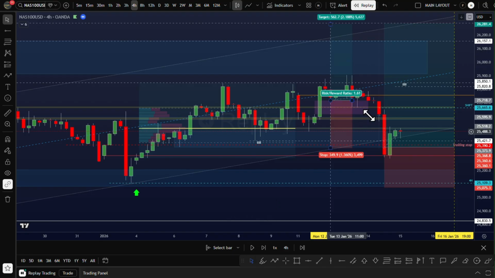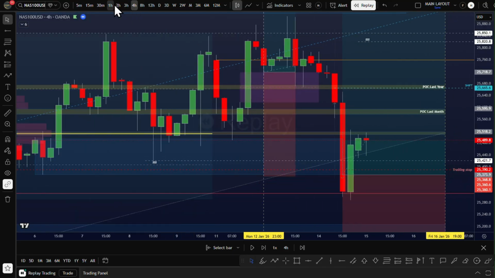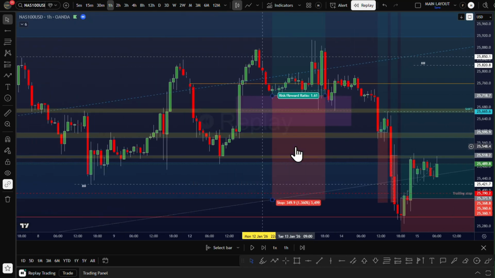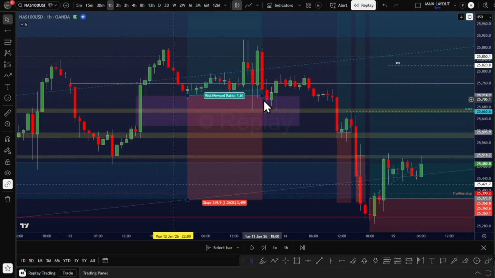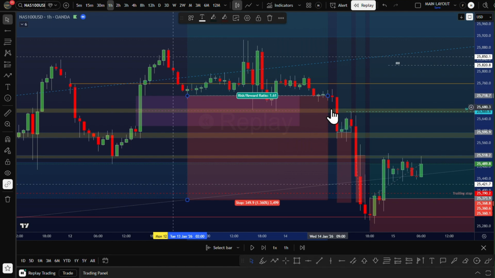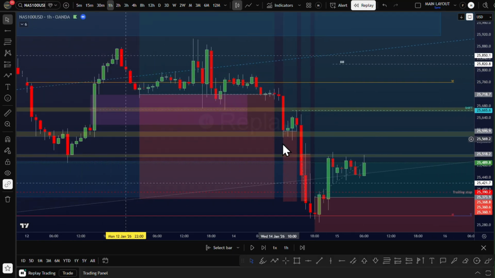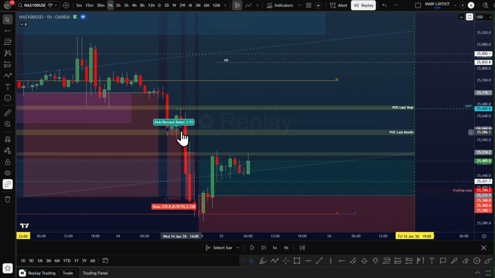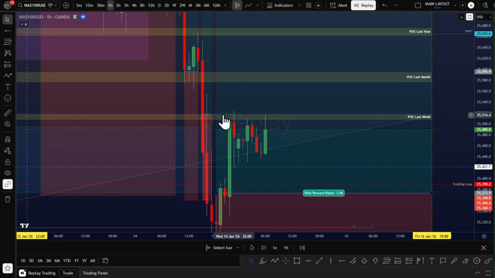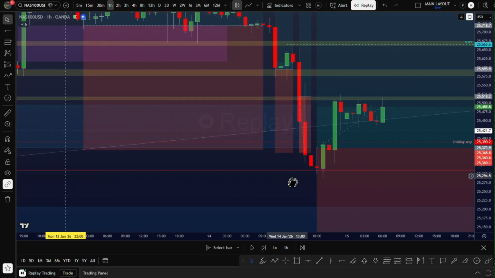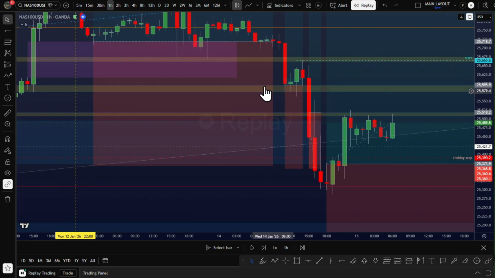I got a little bit spicy, excited with this trade. After looking at this trade dropping, I don't know why, but I put a buy limit here on this point of control, you can see the point of control for that month, and also put another buy limit on the point of control of last week. That was not very smart of me, so I got stopped out. Three trades in a row, I lost.